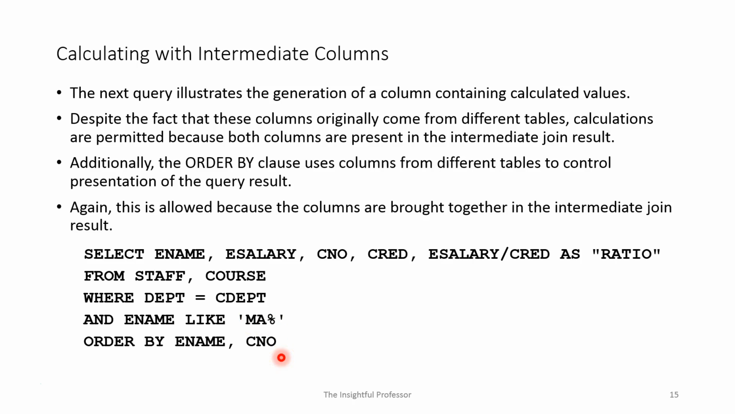The order by is doing a primary and secondary ordering. And what's interesting about this is e-name originally came from staff, course number originally came from course, yet I'm able to use the two columns together because now it's just one big happy family. The two columns reside in the rows of that join result. Likewise, salary divided by credit, salary comes from one table, credit comes from the other, but once I've done the join, they're all together. Very interesting, the capabilities that we have here. Very powerful, very expressive.